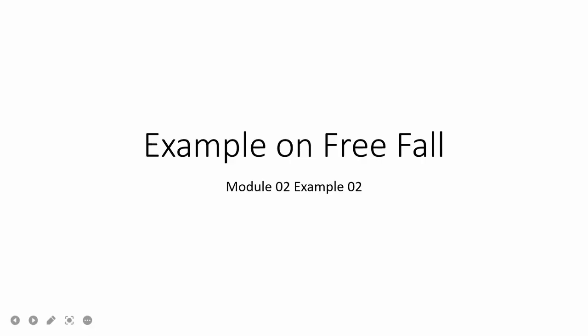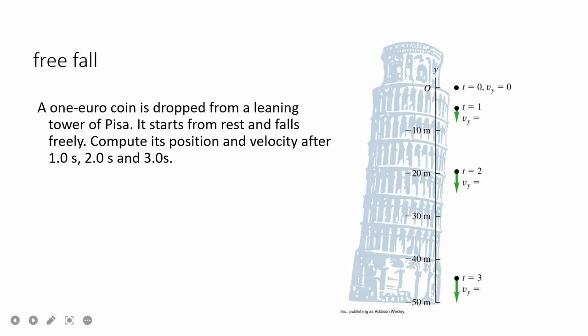In this example, we will solve a problem related to freely falling bodies. A €1 coin is dropped from a leaning tower of Pisa. It starts from rest and falls freely. Compute its position and velocity after 1 second, 2 seconds, and 3 seconds.